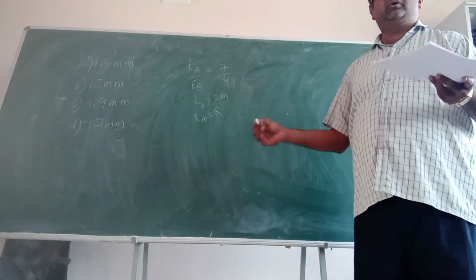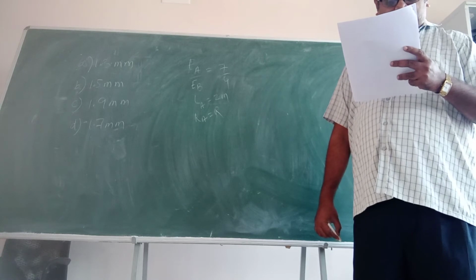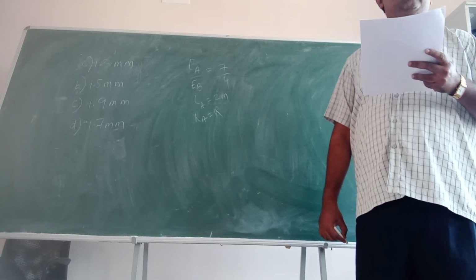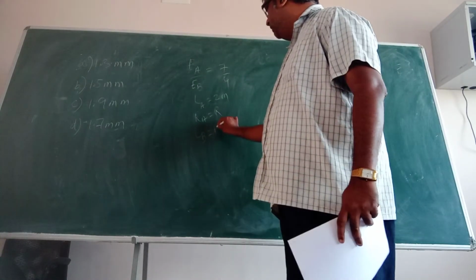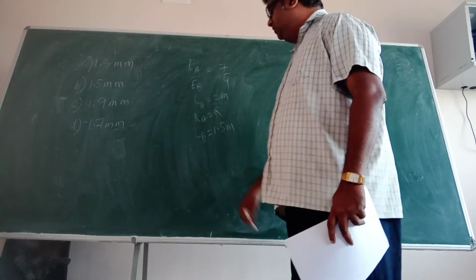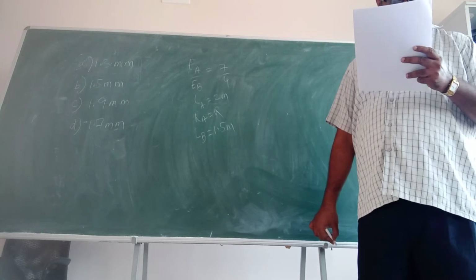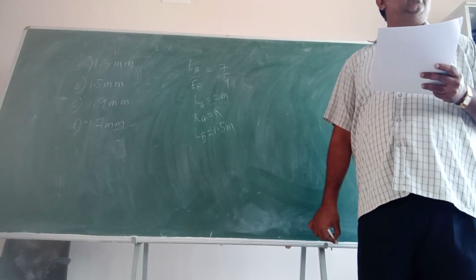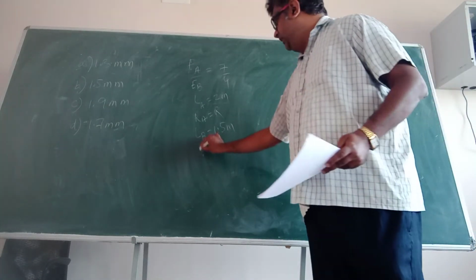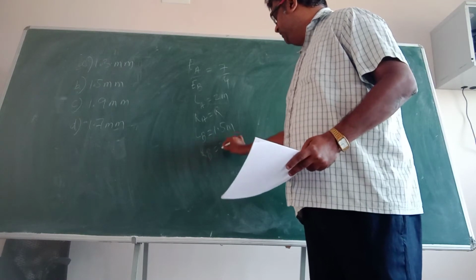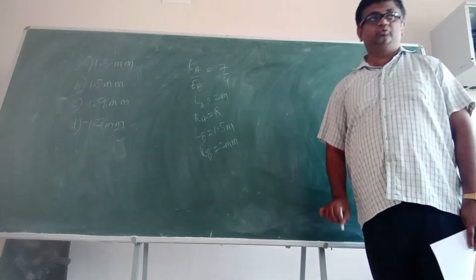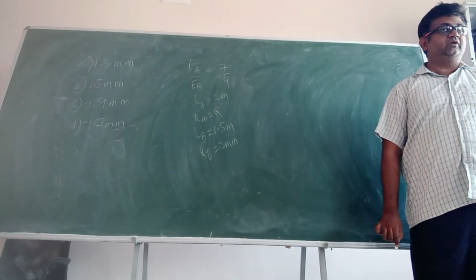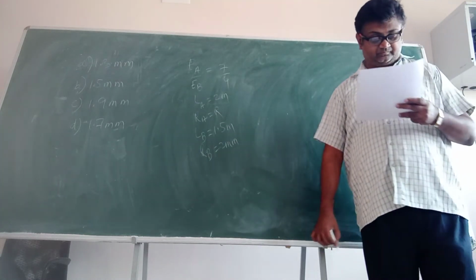Putting all steps so that you understand. Wire B is 1.5 meter long and has a radius 2 mm. So RB is equal to 2 mm. You have to be very careful with the units. Okay? You should be very careful about the units.